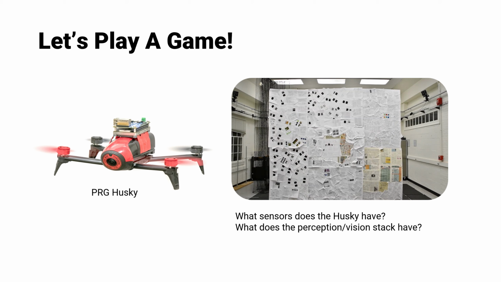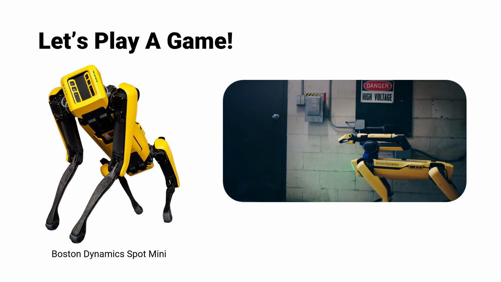Okay, let's continue our game. This is a Boston Dynamics Spot Mini, which is a dog-like quadruped robot. And again, it can do a multitude of tasks. So let's look at the video and see what it does.